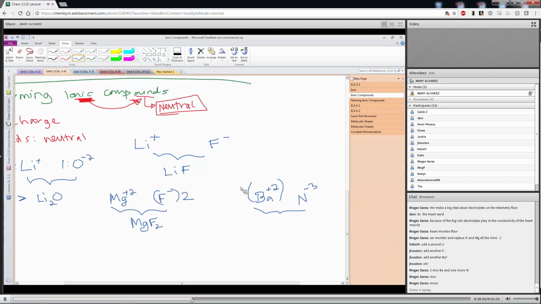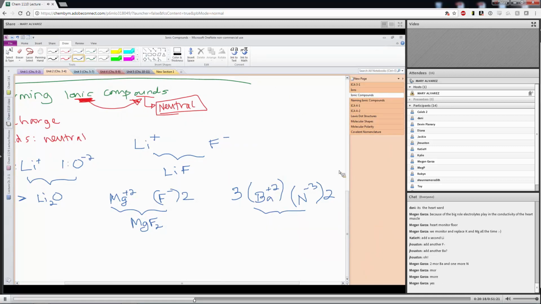Okay, Megan says, what if I have 2 more bariums for a total of 3 bariums, and 1 more nitrogen for a total of 2 nitrogens? Is that what you're saying? Okay, so if we did that, then we would have 3 times plus 2 for a total positive contribution of plus 6. And here we would have negative 3 times 2 for a total contribution of minus 6. That works. My charges will cancel. So I can put in a formula of Ba3N2.